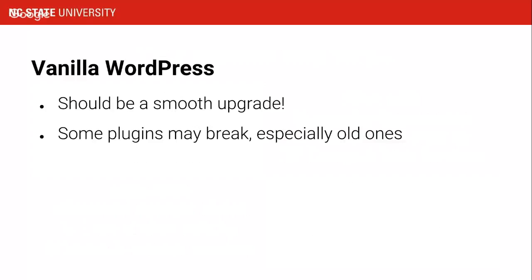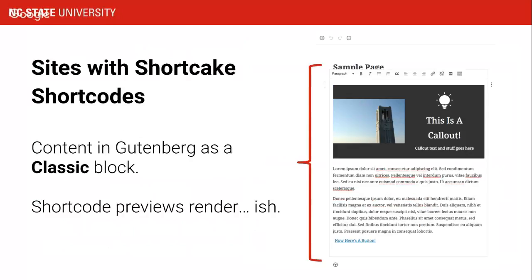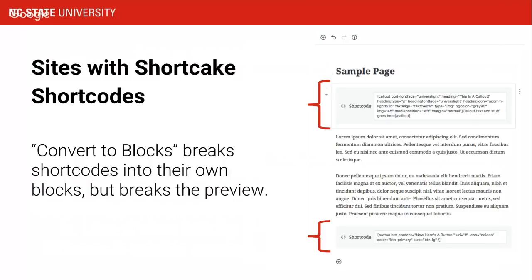If you have a shortcake-powered shortcode in a page, in the classic editor, it might look something like this. You have this nice preview in the editor of what it looks like. When you upgrade to Gutenberg, you'll keep that preview in the classic block. Some of the styling might get a little bit messed up, but for the most part, it looks like what you had before. But then when you click on the Convert to Blocks button, it will break it into shortcode blocks. So you lose your in-editor preview, and you see the underlying shortcode that was always there behind the scenes.